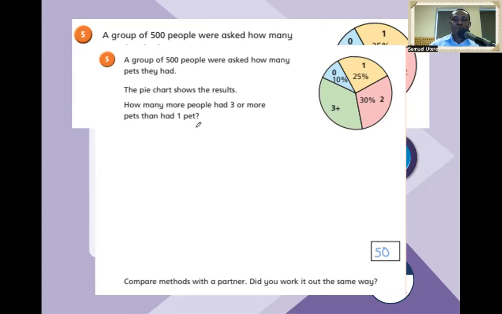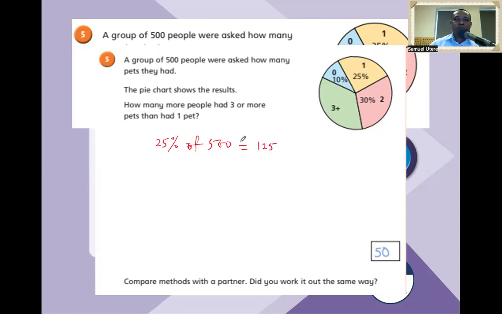So let's find out the number of people that had 1 pet. We can do 25% of 500. To do 25% is to divide by 4. So to divide by 4 means to halve and to halve again. So half of 500 is 250. Another half of 250 is 125.